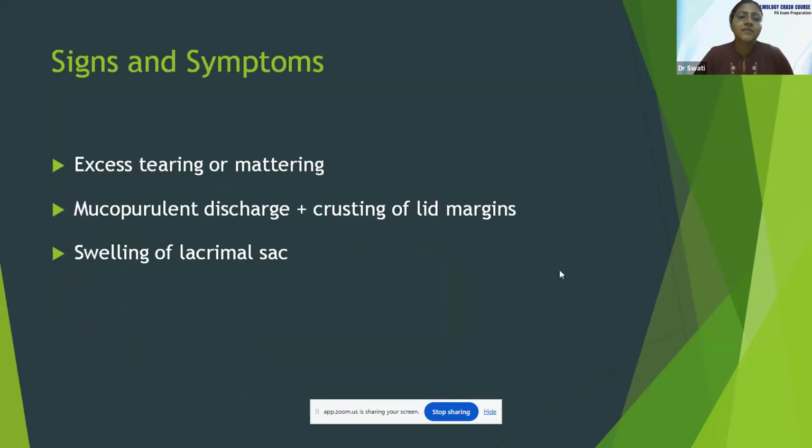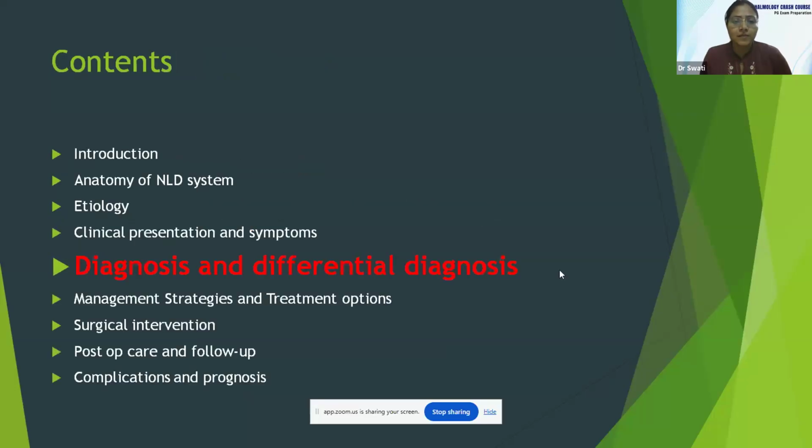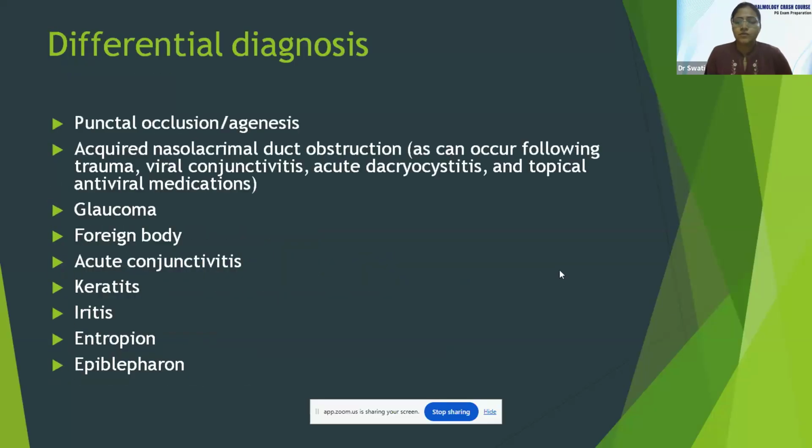So, how do these children present to us? They'll present with excessive tearing or mattering, with a mucopurulent discharge and crusting of lid margins, and the swelling of the lacrimal sac. So, to diagnose them, the differential diagnoses essentially are: there can be punctal agenesis. One must rule out acquired nasolacrimal duct obstructions, which can occur following any trauma or conjunctivitis. Congenital glaucoma is an essential differential diagnosis to be ruled out in a watering eye in a baby. Foreign bodies, acute conjunctivitis, keratitis, all can present as a watery eye in infants.